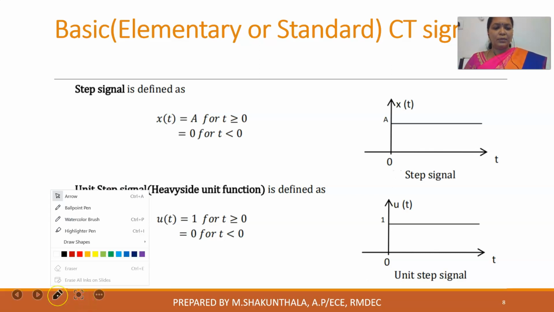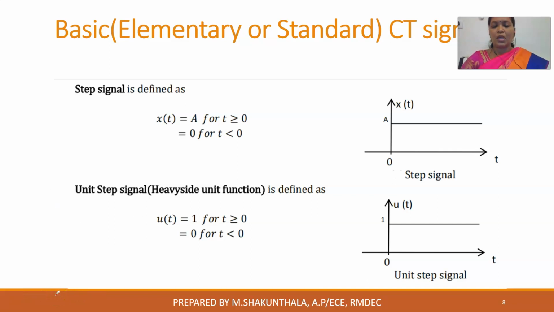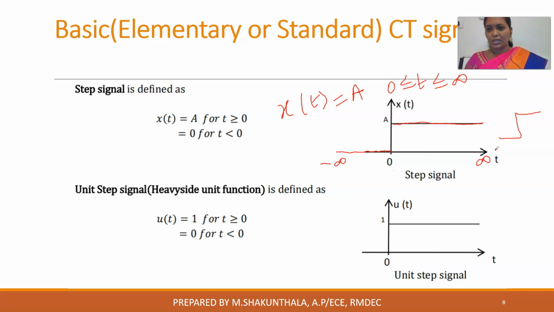Okay. So here they have given that x of t is equal to A for what values of t? For 0 to infinity. So for 0 to infinity the amplitude is A. So you can continuously draw a signal like this. For t less than 0 the amplitude is 0. So this side, from minus infinity to 0, the amplitude will be 0. Since it is looking like a step, this signal is called a step signal.